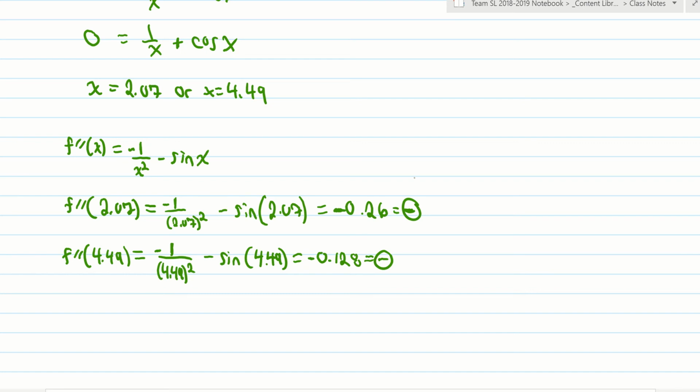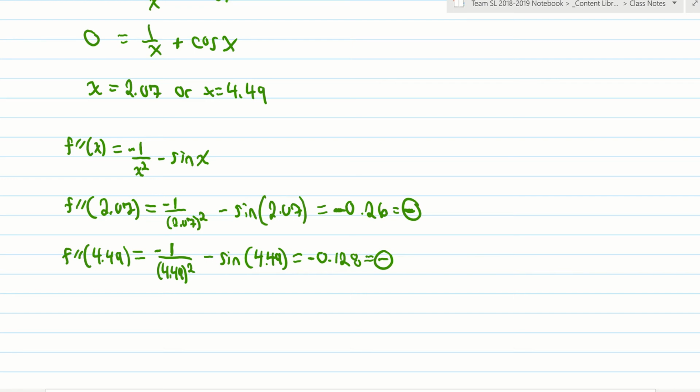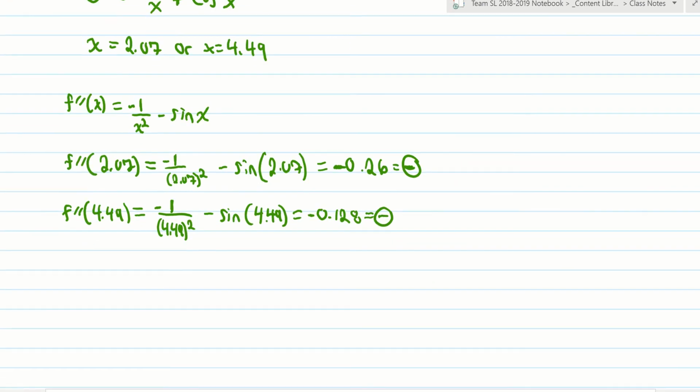Okay, so I did the calculations, and as you can see, when I plug in the extrema into the second derivative, I get the results that they're both negative. So all that means then is 2.07 and 4.49 are relative, so concave down, it's an extreme value, so it looks something like this, right, for both points. So that means they're both relative maximums. Okay, and that's part A.